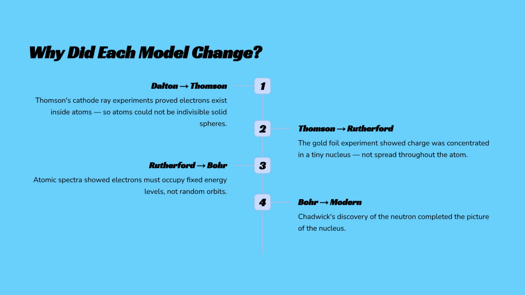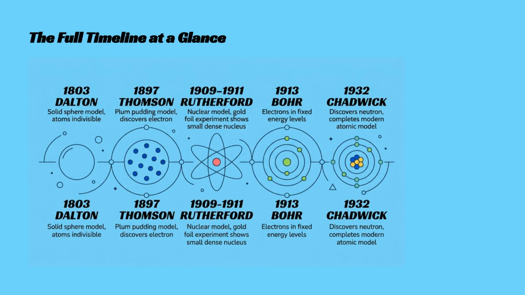Thomson found electrons, replacing Dalton's solid spheres. Rutherford's gold foil experiment replaced the plum pudding model with a nuclear one. Bohr used spectra to establish energy levels, and Chadwick's discovery of the neutron finalized the nuclear composition. This timeline illustrates the progression from simple spheres to our current complex understanding of the atomic structure.